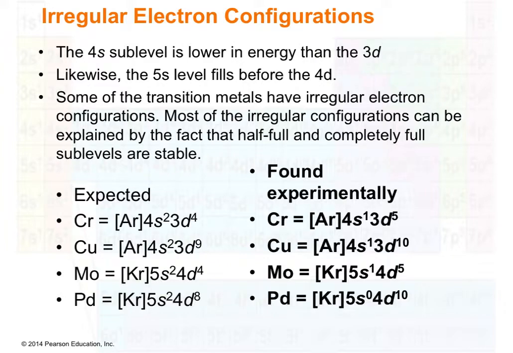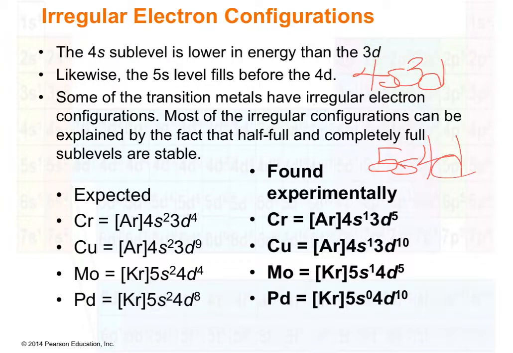There are some electron configurations that are odd, that are unexpected. And one of them is, and I showed you, for example, the 4s sublevel comes before the 3d, 5s comes before the 4d. All right, and also there are several elements whose electron configuration is just rather odd.